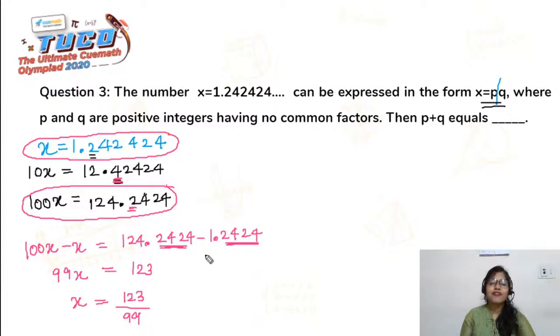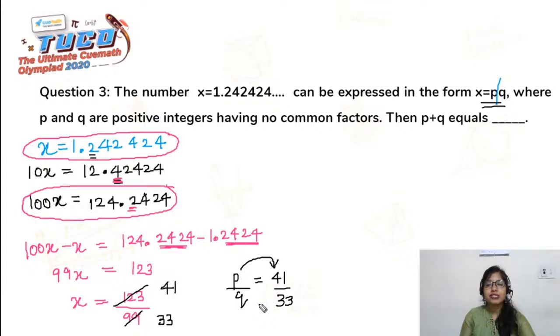Let's simplify this. This is 3 times 41 is 123, and this is 3 times 33 is 99. So I could say that our p upon q is 41 upon 33. So can I say my value of p is 41 and value of q is 33? If I have to find the value of p plus q, then it's going to be 41 plus 33, which is equal to 74. Hence, the answer is 74.